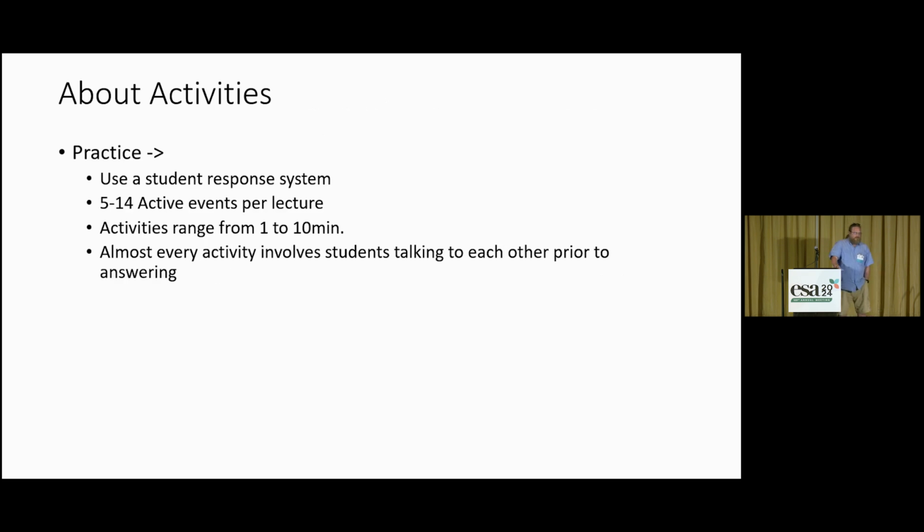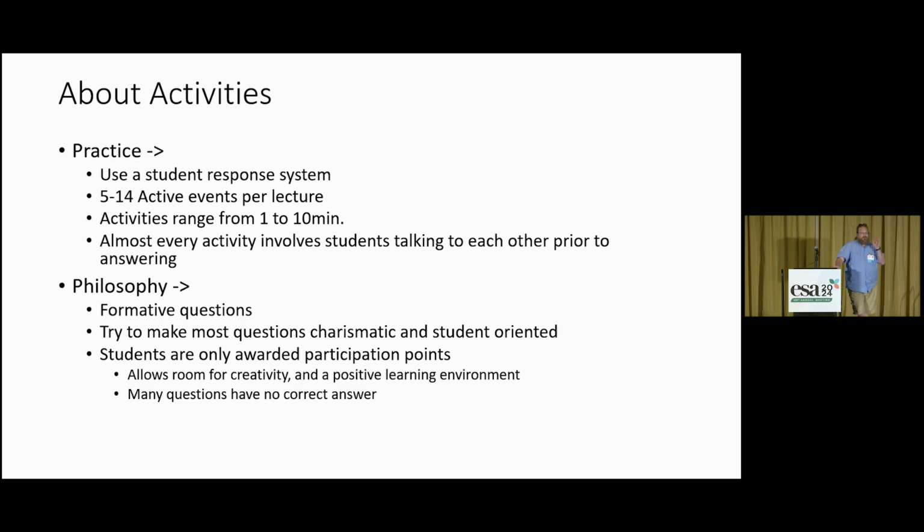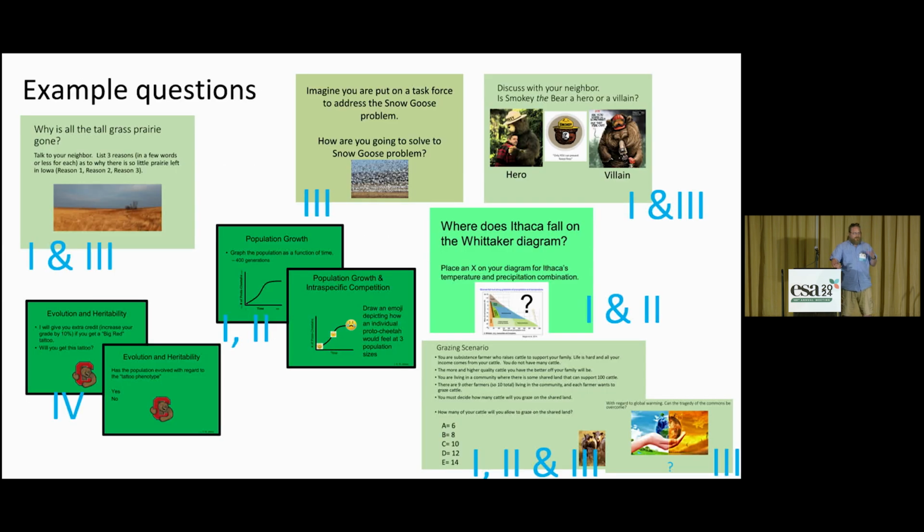The way we're going to do this is using a student response system with 5 to 14 active events per lecture, ranging from 1 to 10 minutes. Almost every activity involves students talking to each other prior to answering. Our philosophy behind these is that we ask formative questions. It's almost never summative. We're trying to make questions charismatic and student-oriented, and students are only awarded participation points. It allows for creativity, a positive learning environment, and oftentimes our questions don't have correct answers. So what does some of this look like?